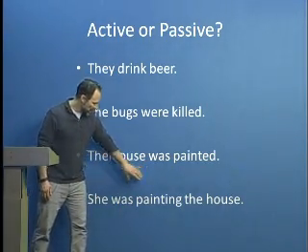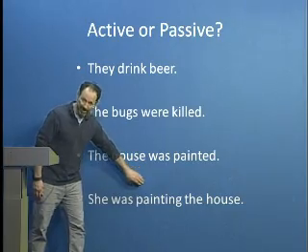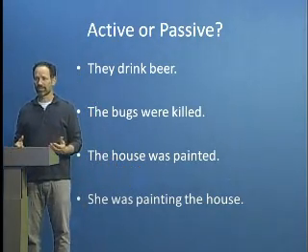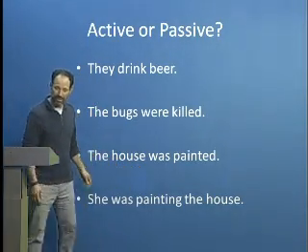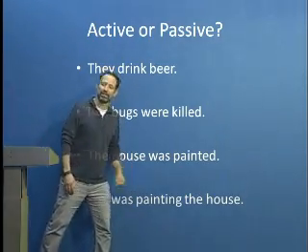She was painting the house. She was painting. She was doing the action of painting. So in that situation, that is an active sentence. The subject is doing the action of the verb.